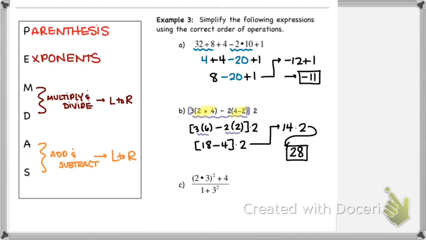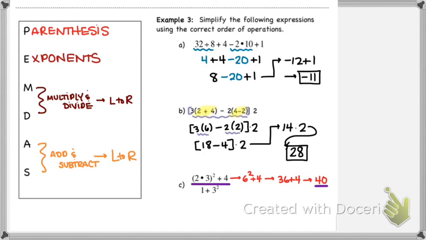Last but not least, when things are written in fraction form, it's important to note that it's almost like putting parentheses around the top and the bottom so that the division portion happens last. So when you see this, bring some extra attention to the fact that there's a division here, and go ahead and evaluate each portion separately. So I'm going to tackle the numerator first. You'll notice we did 2 times 3, which is 6.